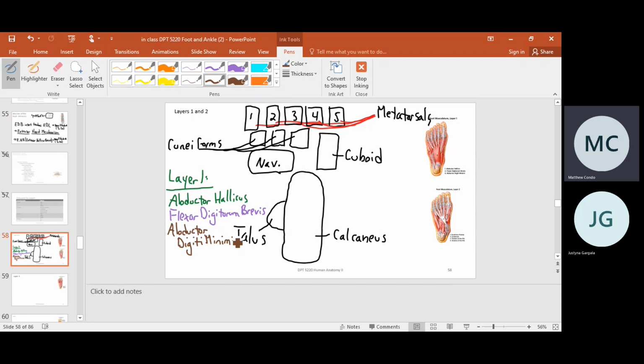Okay, so abductor digiti minimi says what it does, and it does what it says. It's going to come off the lateral process of the calcaneal tuberosity and all this great stuff off the lateral calcaneus. And then it attaches to essentially the 5th digit. It should make a lot of sense. So that's abductor digiti minimi.